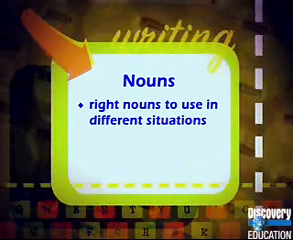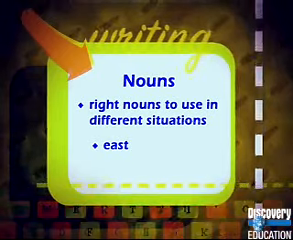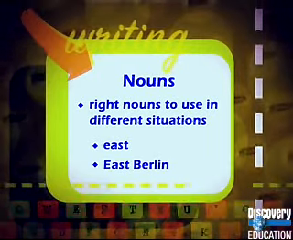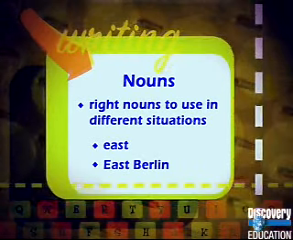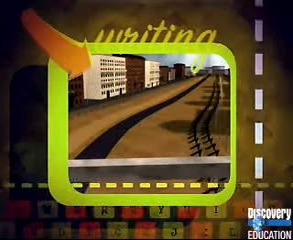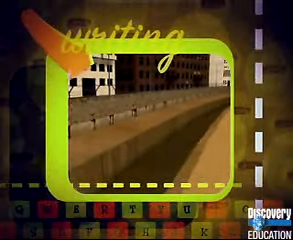Some nouns, like the cardinal direction east, are common, but when paired with another noun, such as East Berlin, it is capitalized and together becomes a proper noun. Paying attention to this would make your writing clear and descriptive. As you watch this segment on the Berlin Wall, listen for the different types of nouns used, and think about how you'd use different types of nouns in your writing.